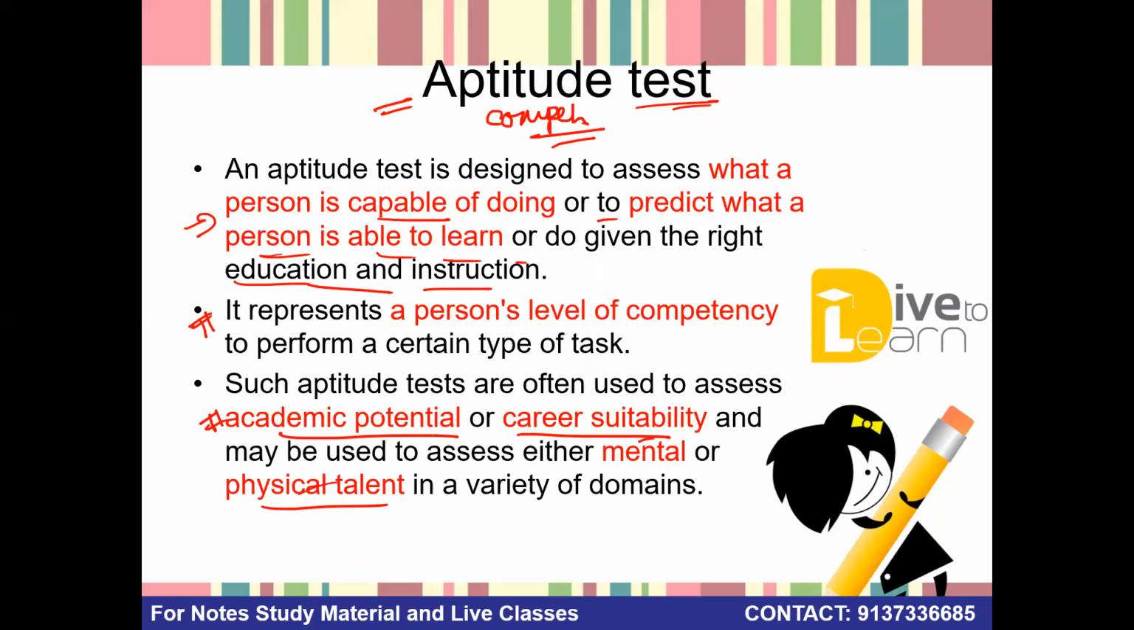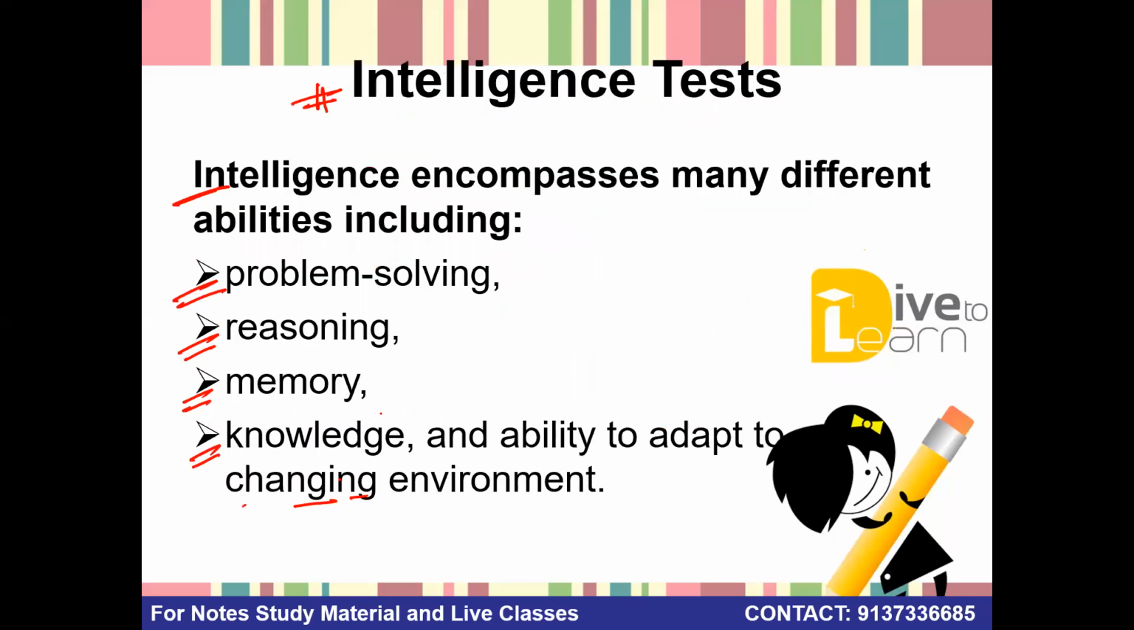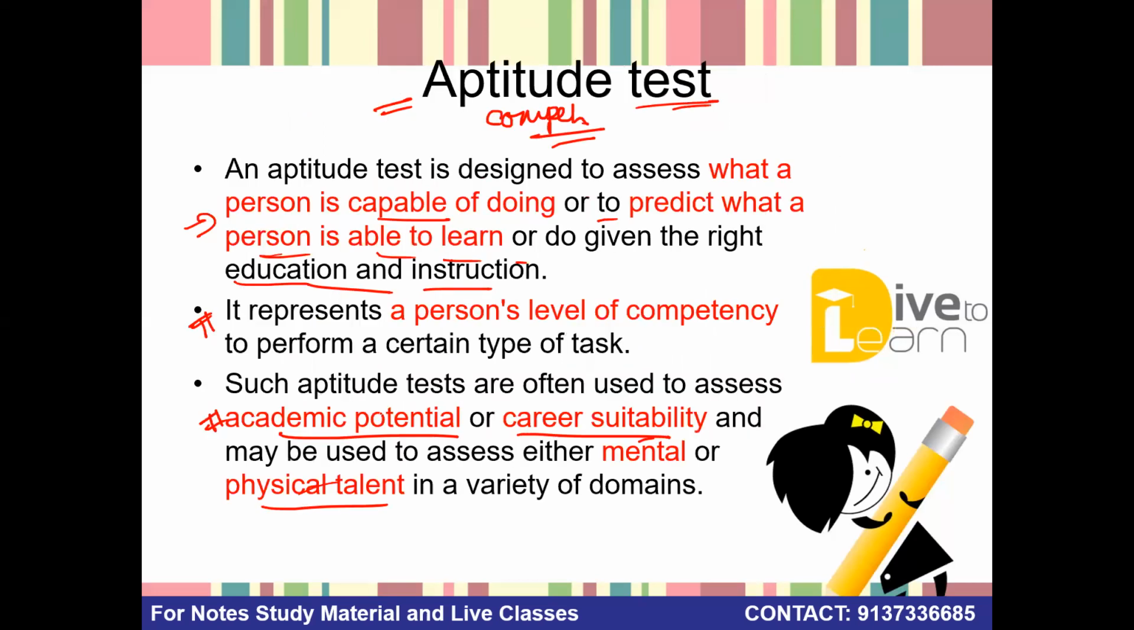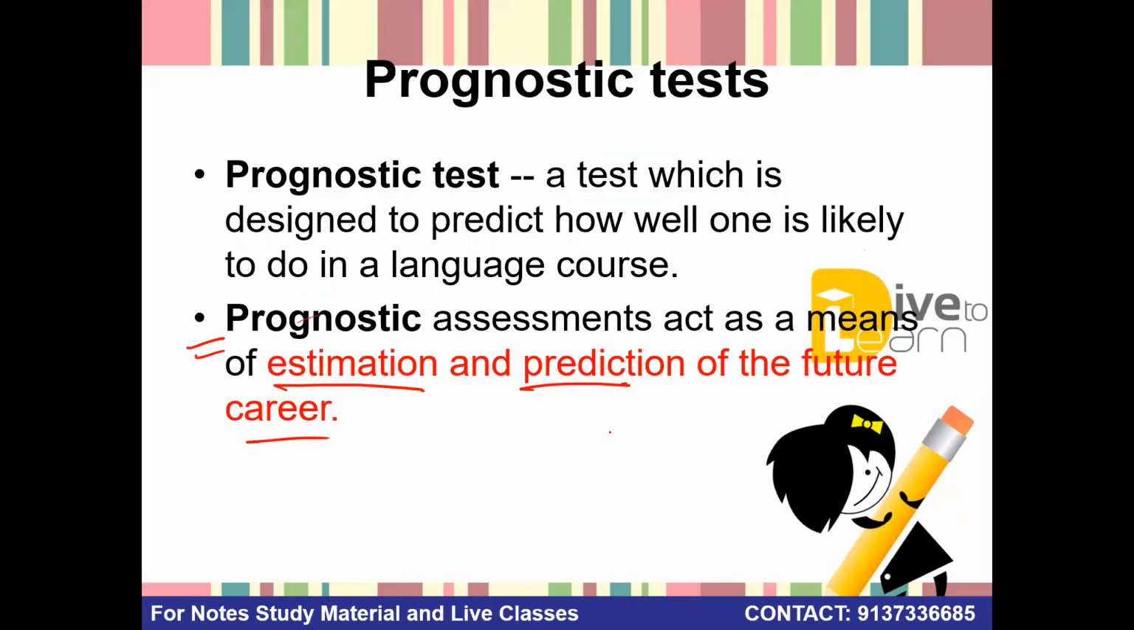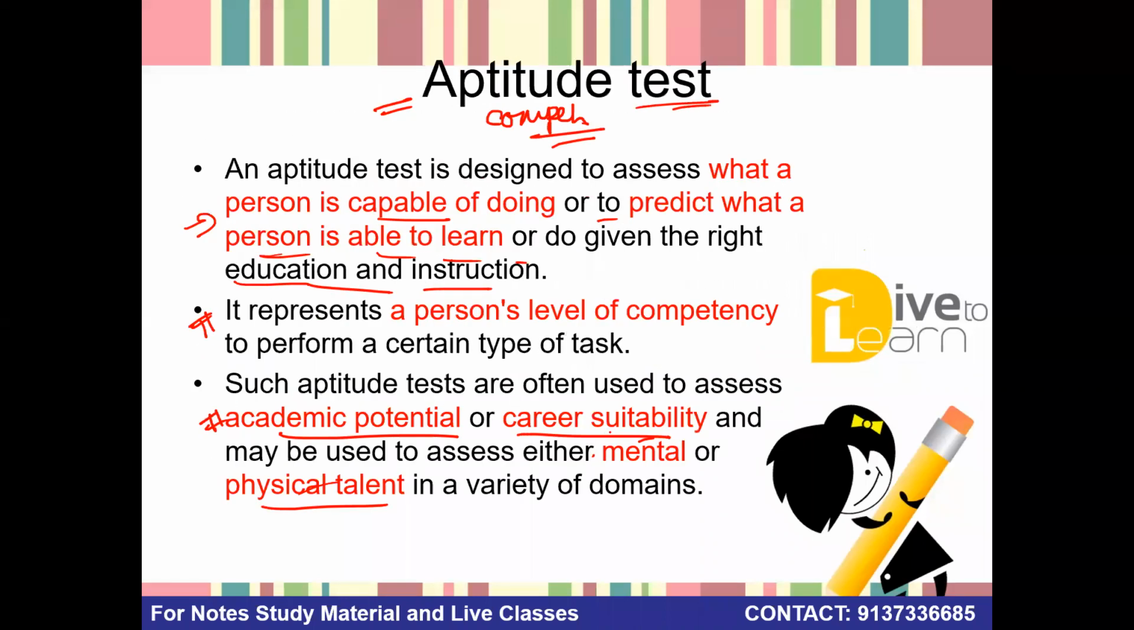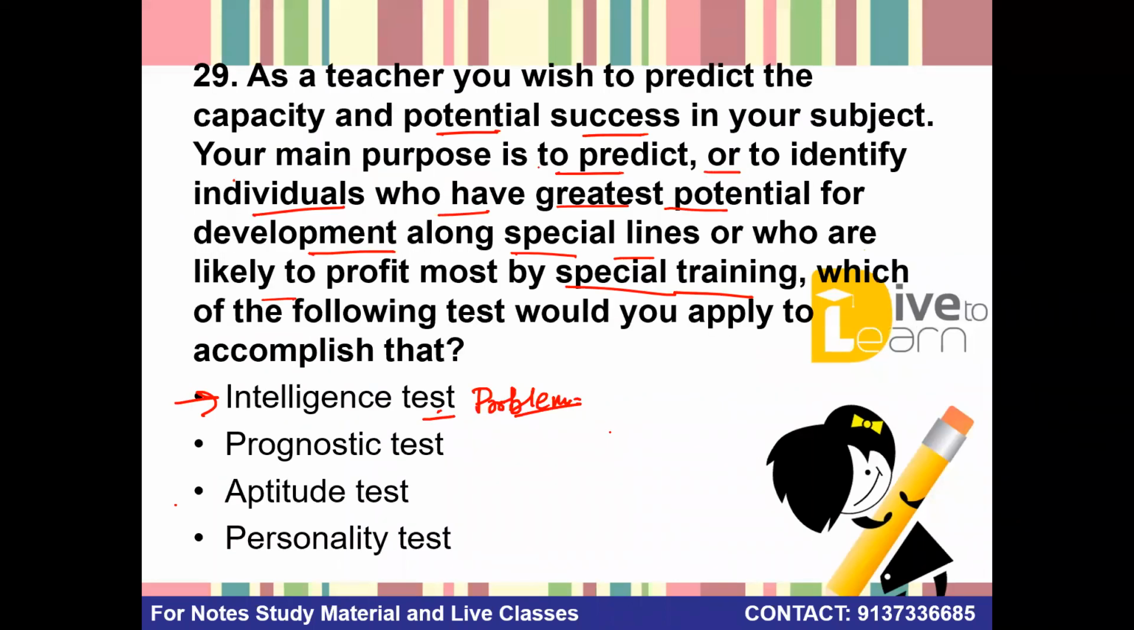Coming back to the question, now at least we have a little idea what an intelligence test is: reasoning, memory, problem solving. An aptitude test is about a person's competency, what a person is capable of, what a person can learn. For both career suitability and academic potential, these tests are undertaken. And you had the prognostic test for estimation and prediction of future career. Okay, so let's come to the question now. If we can answer this question, options 1, 2, 3, 4, I'll name it for you.